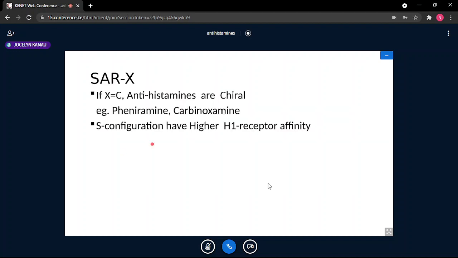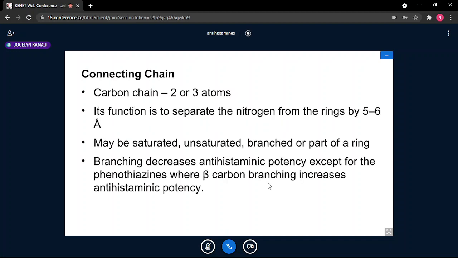But all we are saying, why we have looked at X, we have the different X's, but we also want to highlight that when X is a carbon, you can have stereochemistry, and once you have stereochemistry, the stereochemistry will have an influence on the potency or activity of the resultant drug.